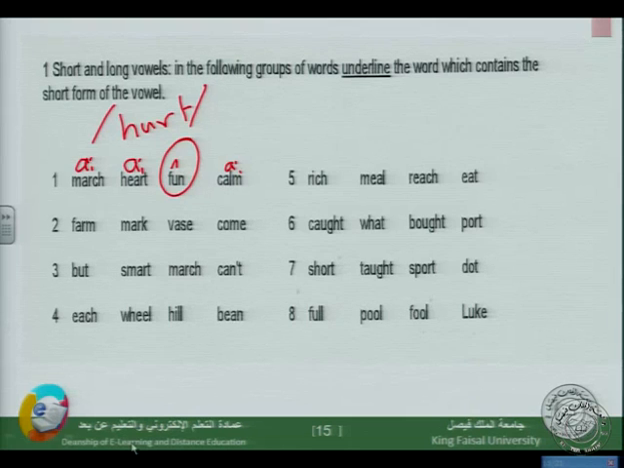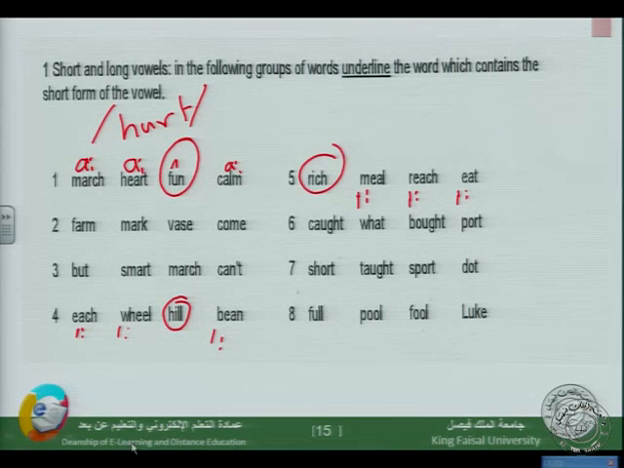Smart, march, can't, but. Each, wheel, hill, bean. But, smart, march, can't. Rich, meals, reach, eat. So rich is the word that contains the short form of the vowel. So please try to select and choose the words that have the short form of the vowel, not the long one. Just follow the examples and the samples I have just given you.